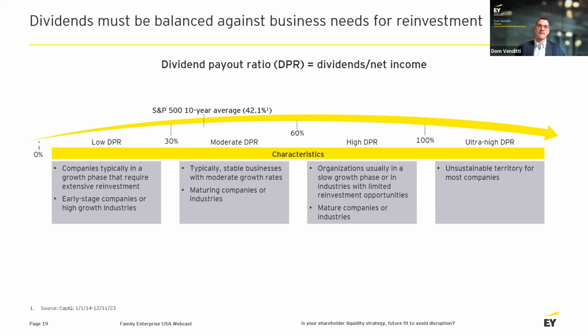Generally speaking, for family enterprises, we find that they fall slightly on the lower side of the scale with respect to any given industry type. Anything else to add there, Sean?